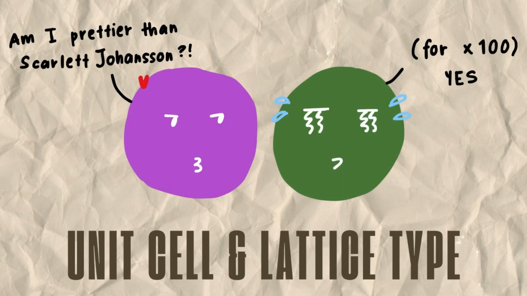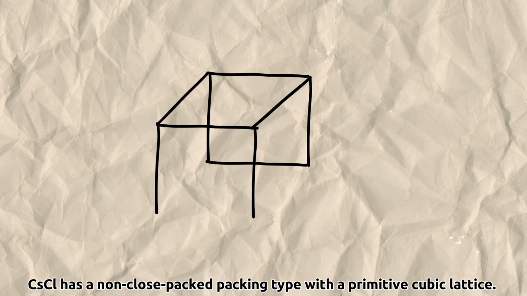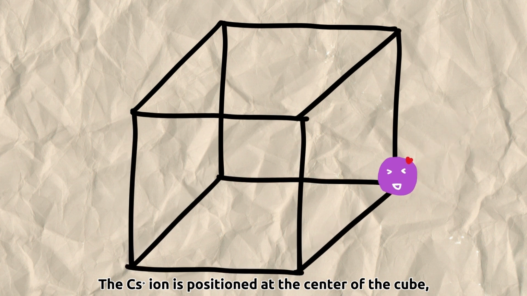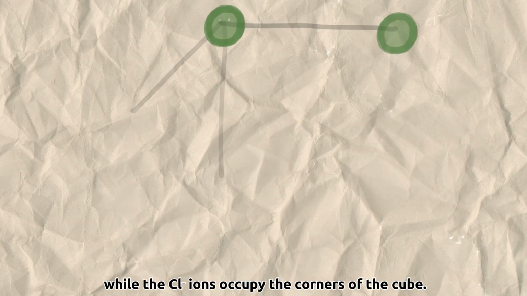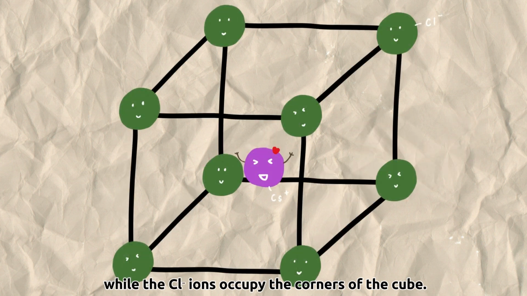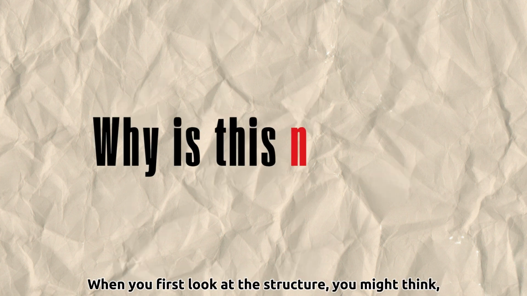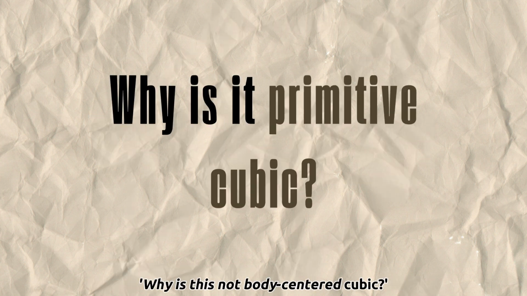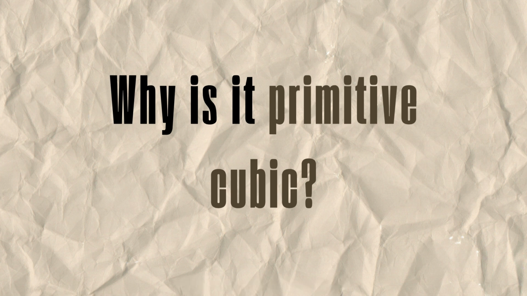Let's move on to the structure of this beautiful crystal solid. Cesium chloride has a non-close-packed packing type with a primitive cubic lattice. The cesium plus ion is positioned at the center of the cube, while the chloride ions occupy the corners of the cube. When you first look at the structure, you might think, why isn't this body-centered cubic? Why is it primitive cubic?